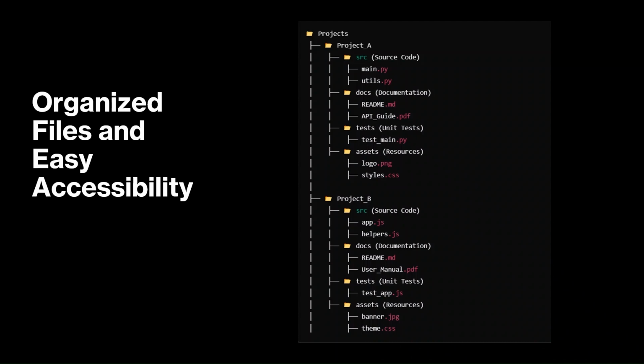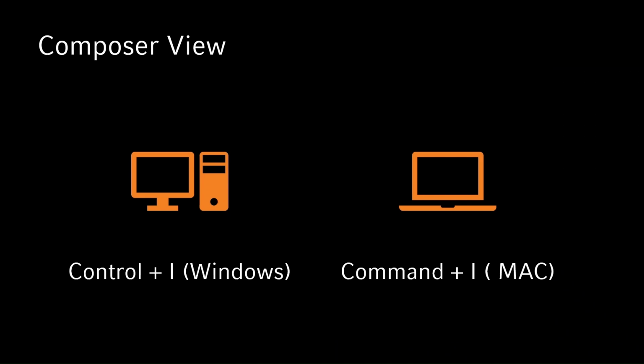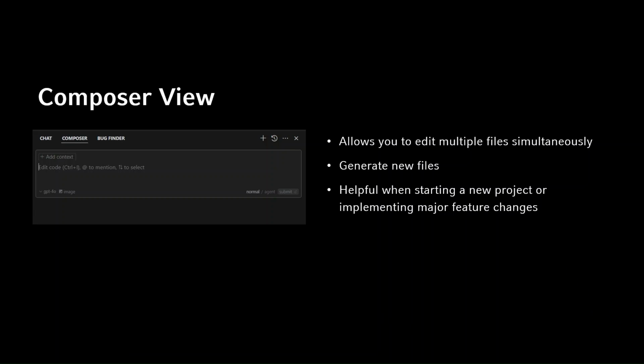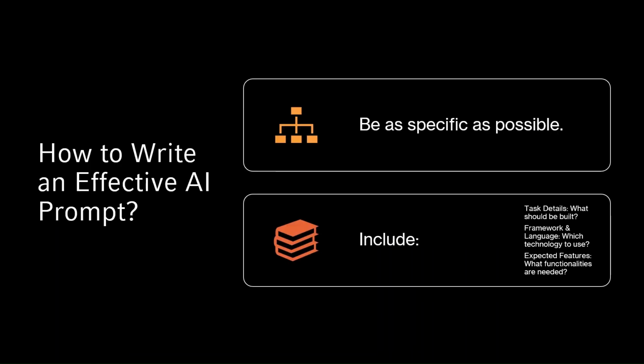Now that we have everything set up, the next step is to open the Composer view. On Windows, you can do this by pressing Ctrl+I, while Mac users should use Command+I. This feature is incredibly useful because it allows you to edit multiple files simultaneously and even generate new ones. I find it especially helpful when starting a new project or implementing major feature changes that affect multiple files across the application.